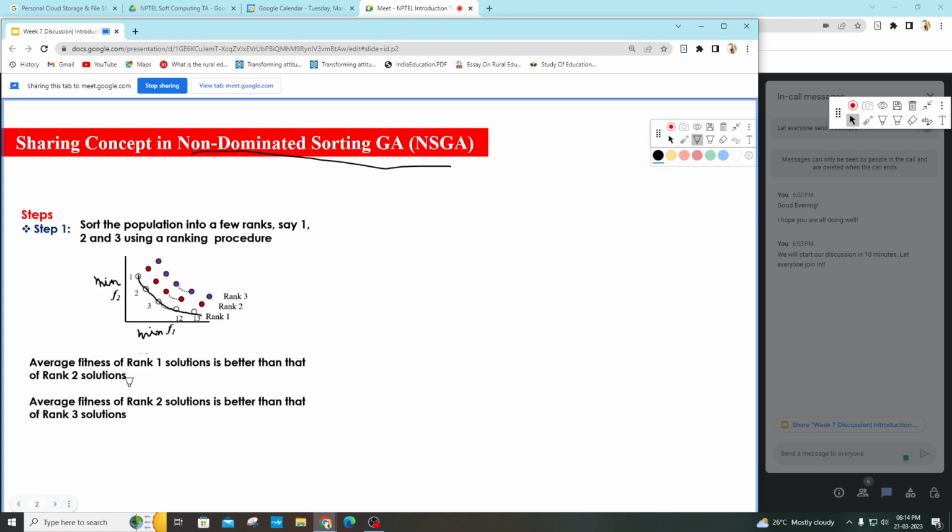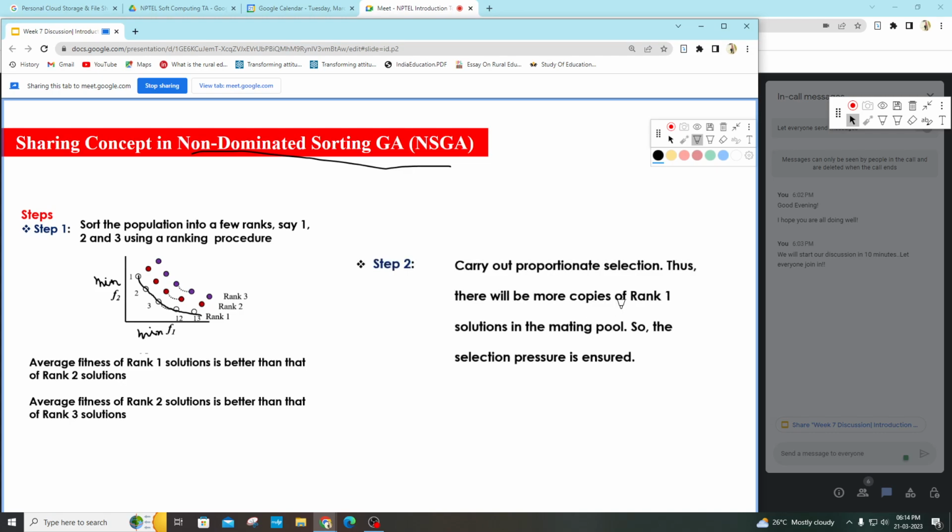After this, we carry out proportionate selection. When we do, as rank 1 is the most dominating front, the Pareto optimal front, you will get more copies of rank 1 points in your mating pool, and fewer points of rank 2 and rank 3. That is how our selection pressure is ensured.